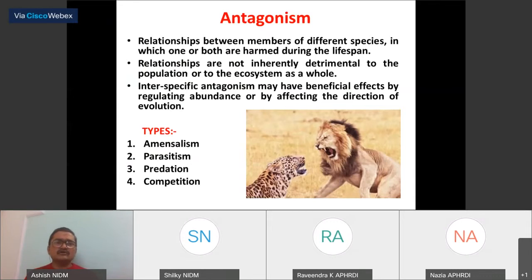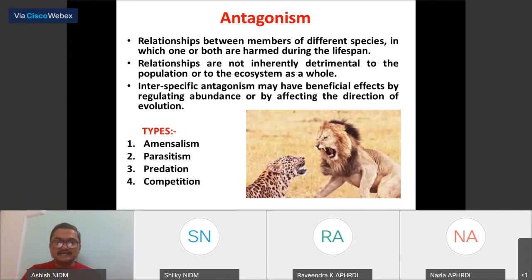If we talk about antagonism, then these are relationships between members of different species in which one or both are harmed during their lifespan. But it doesn't mean that it is inherently detrimental to the population, because this is the cycle of nature. So they are bound to attack each other, and there is bound to be harm to one of the species or either two of the species.